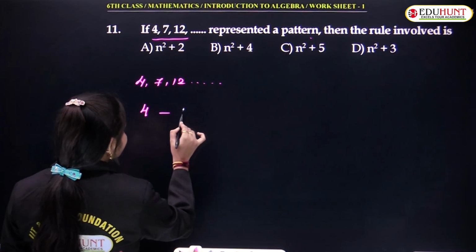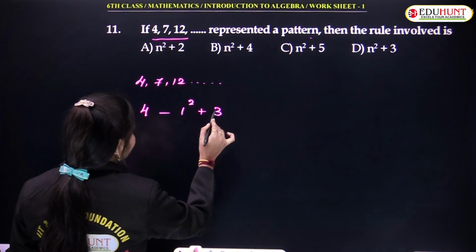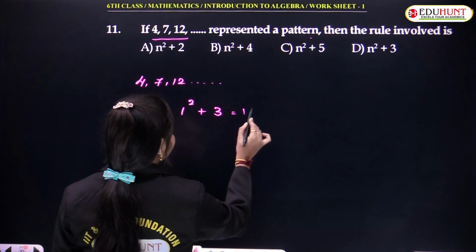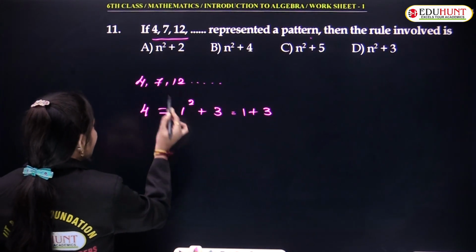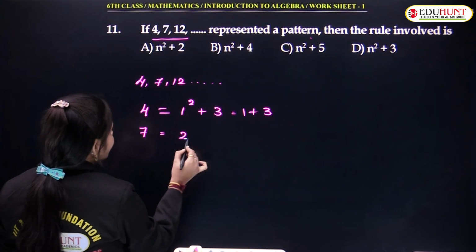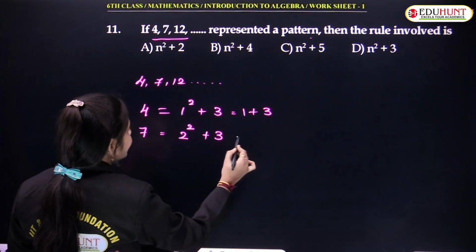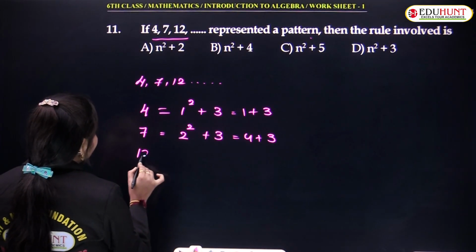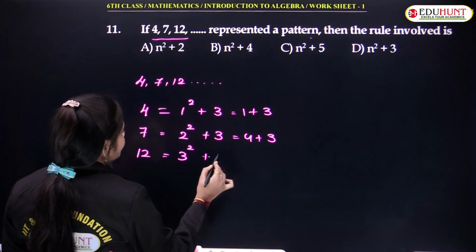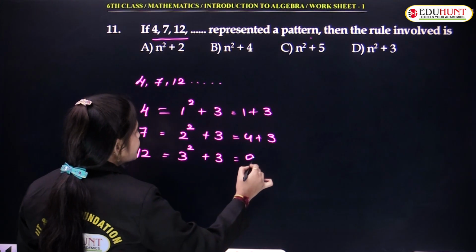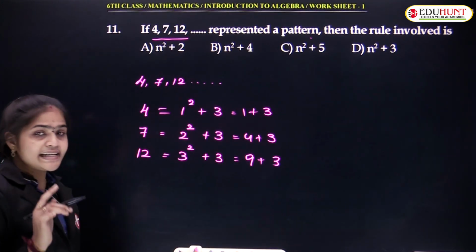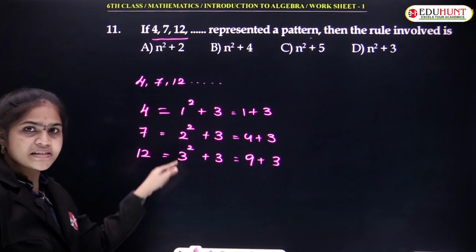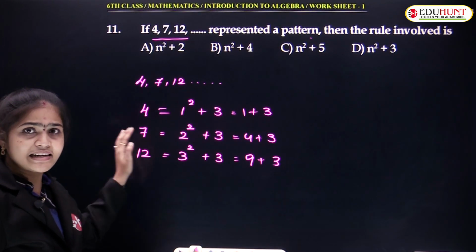See here, 1 is a perfect square. 1 square plus 3, shall we write like this? 1 square plus 3 equals 1 plus 3, which is 4. Understood? And 7 we can write as 2 square plus 3. 4 plus 3 is equal to 7. Next, 12 we can write as 3 square plus 3. 3 square is 9, and 9 plus 3 is equal to 12. Is it satisfying or not? Yes. 1 square plus 3, 2 square plus 3, 3 square plus 3 and so on. It is satisfying.